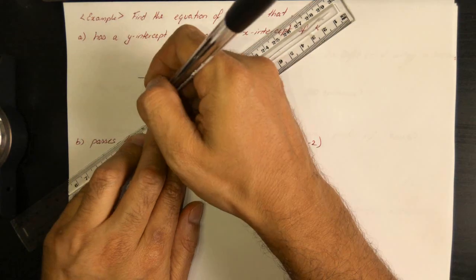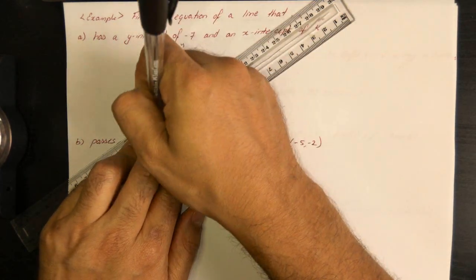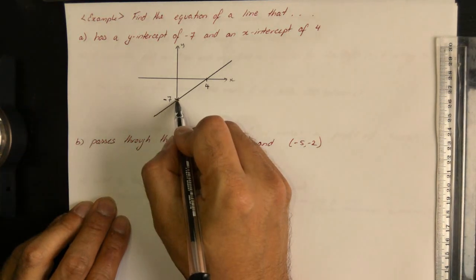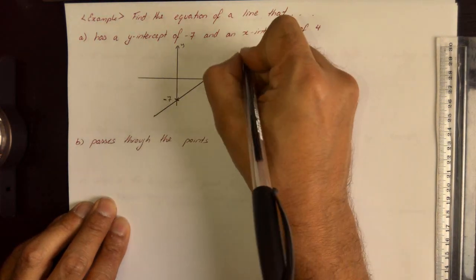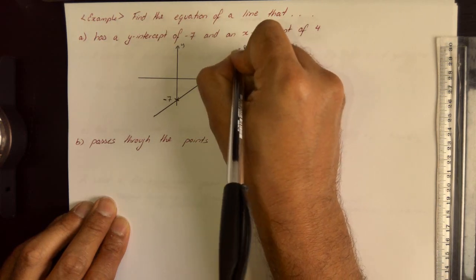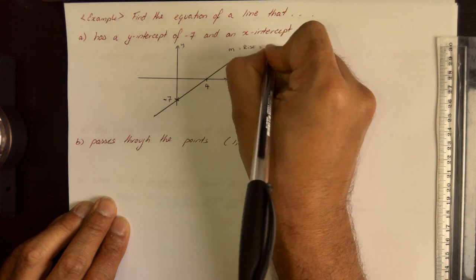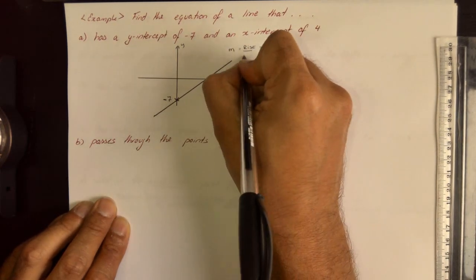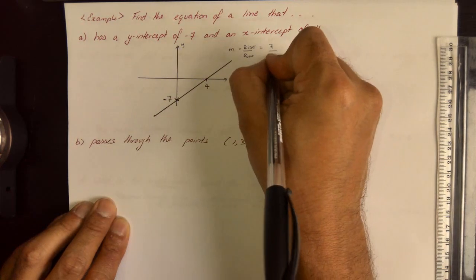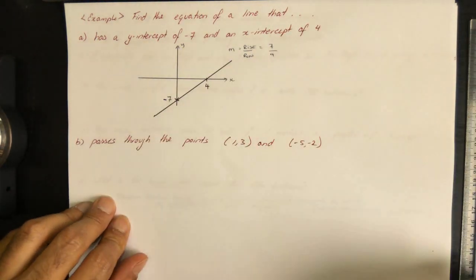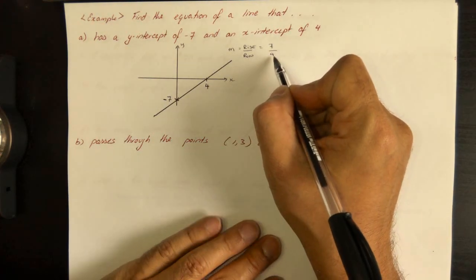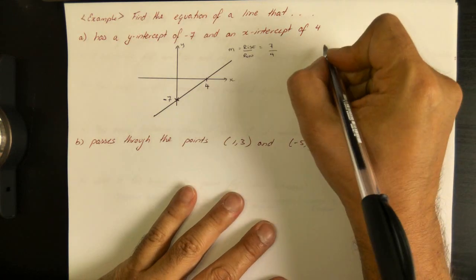The one thing I need to have is the gradient. There is my line. So I need to think of what's my rise. My rise is 7 units up, and my run is 4 units. So there is my gradient. My gradient in this case is 7 over 4. I'm going to use the formula now.